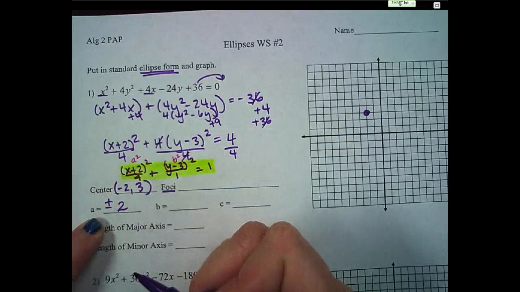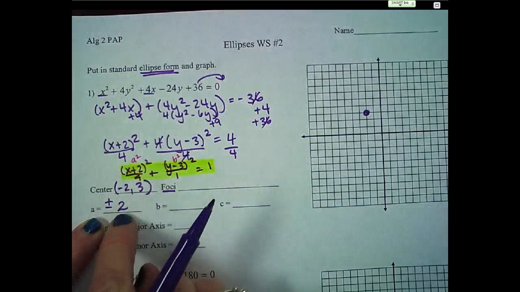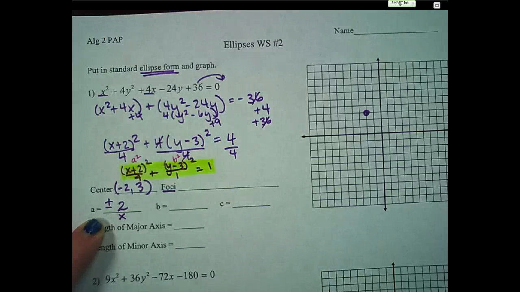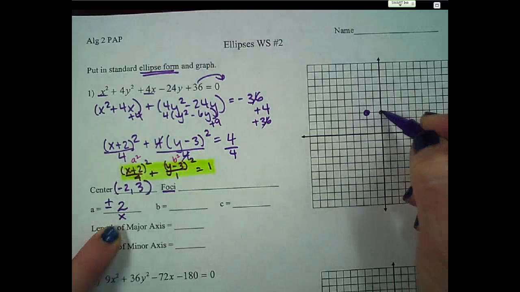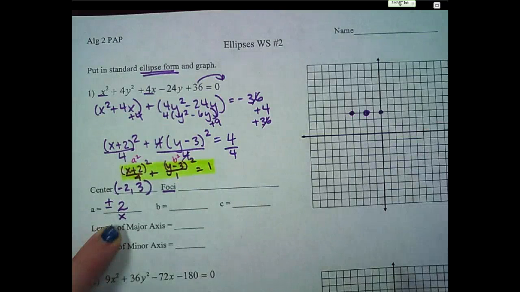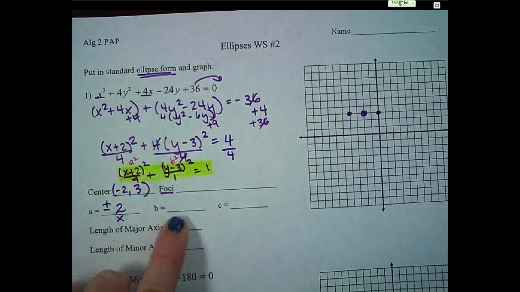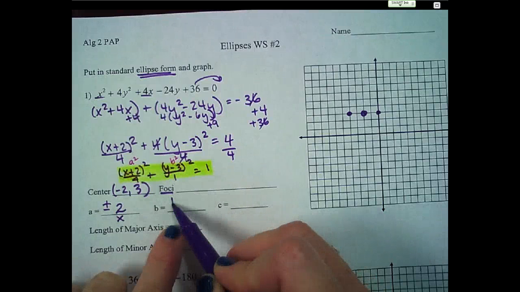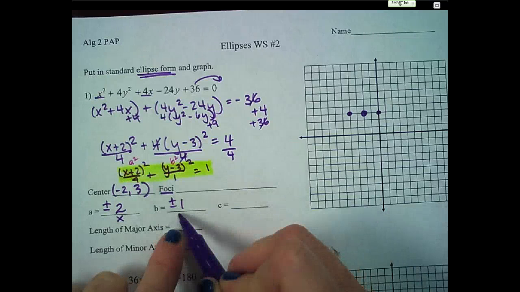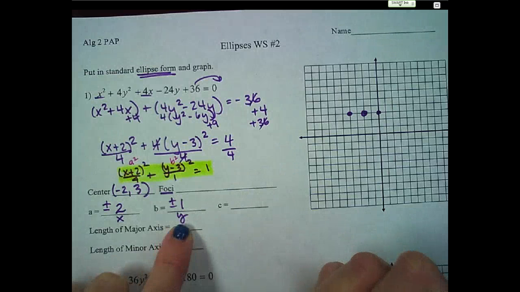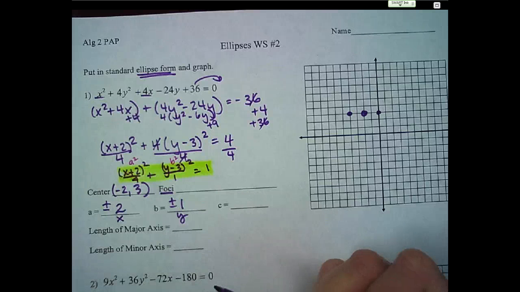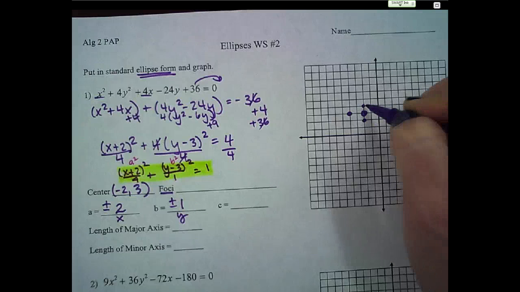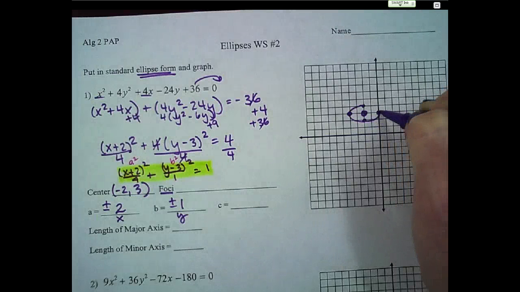And a means you're the major axis. So which axis am I going to go plus and minus 2 on? On axis x. You should put it under there to help us remember. And if you want to go ahead and graph that, you can. To the right 2 and to the left 2. Now let's go to b. B squared is down here. The square root of 1 is 1. So plus and minus 1. And we travel that on the y-axis. B is the minor axis in an ellipse. So you're going to go up 1 and down 1. Guys, it's this tiny little ellipse. There it is.